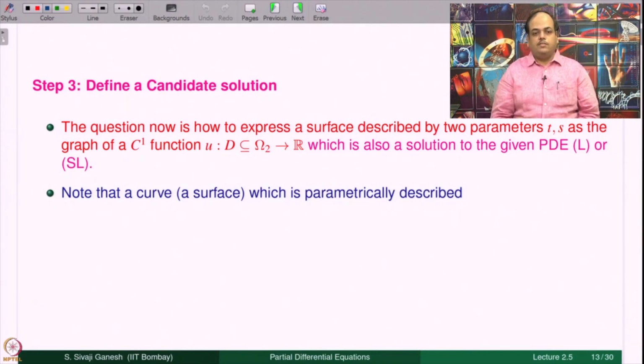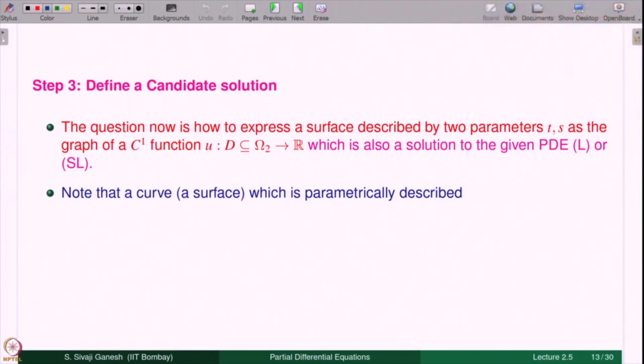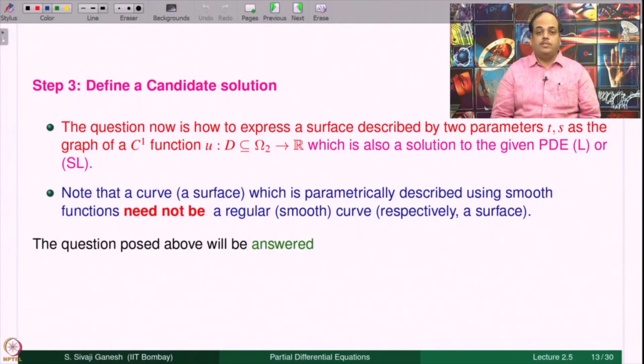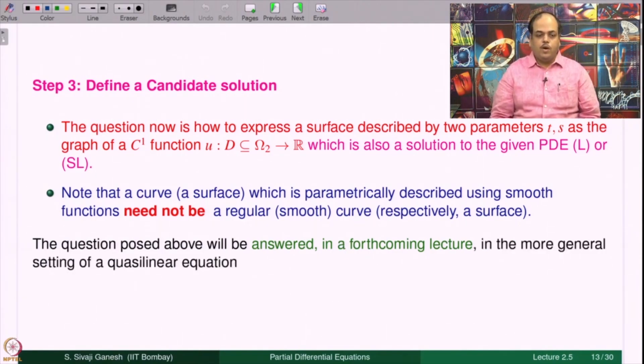Note that a curve or a surface, this is a very general thing. Note that a curve or a surface which is parametrically described using smooth functions need not be a regular or smooth curve or surface. So, it can deceive us. It may have a very good description in terms of s and t, but actually it is a bad surface. It may have singularities. We will see that in many examples that we are going to consider in this course. The question posed above will be answered not now, but in a forthcoming lecture in the more general setting of a quasi-linear equation. We will do that with full details.